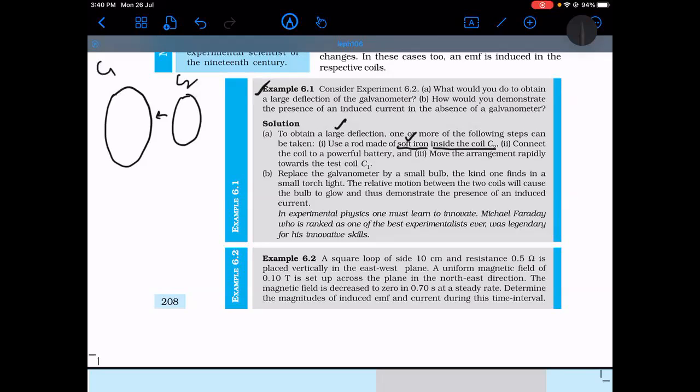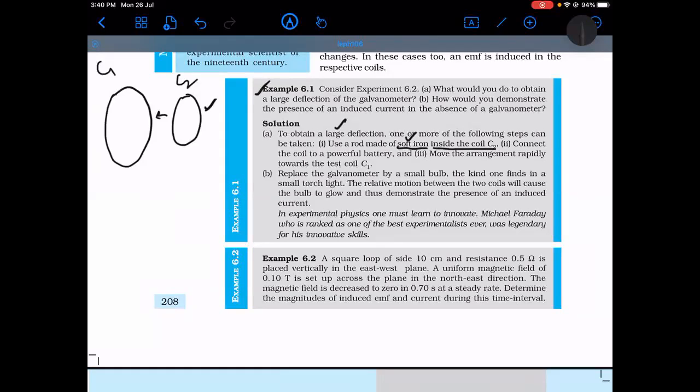But in the exam, when it comes, you can just say that the permeability of the medium will increase. That's it. That word is important. Permeability is the important word. I hope I'm clear, right? Okay. So that is by using a soft iron core inside C2.